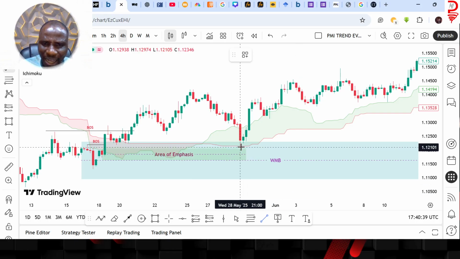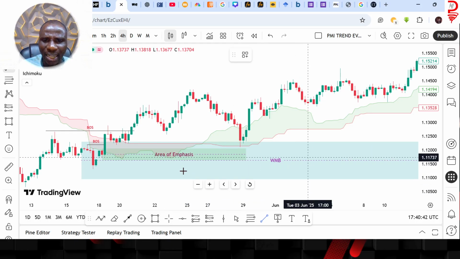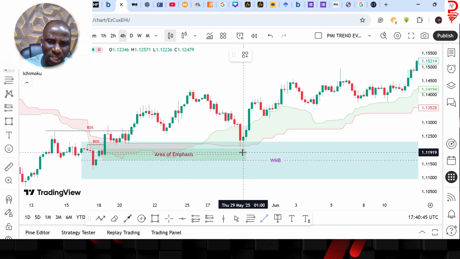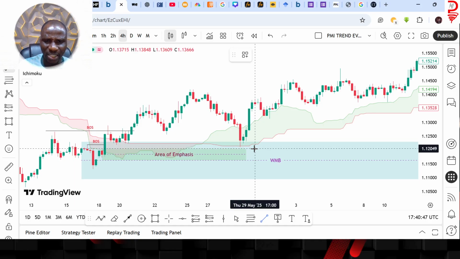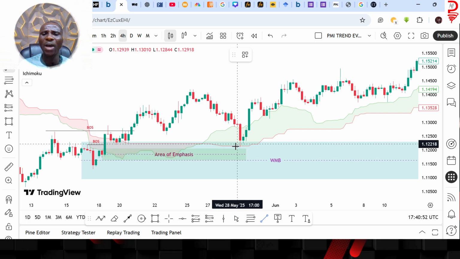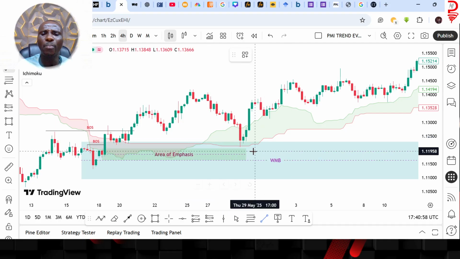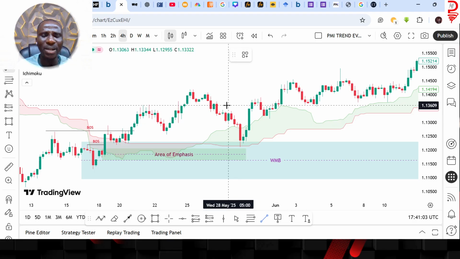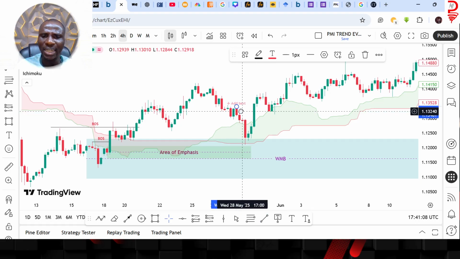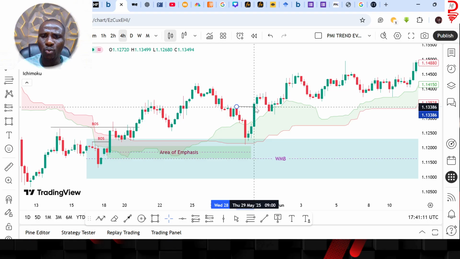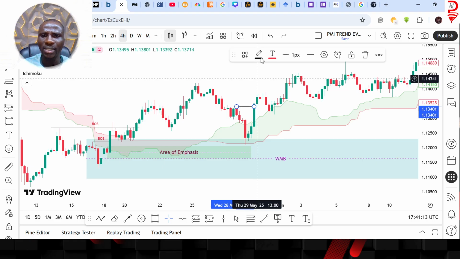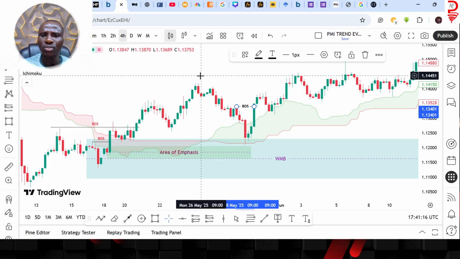You will notice that this market did not come back into this area of emphasis. It could not trade into it. Although it was very close, it could not enter the area of emphasis. Now, if the order within the weekly money box sends the market back, it should be enough to cause a break of structure. You see what I'm saying now? A break of structure in the direction of the impulsive wave that we want to trade. This is a break of structure now. You can see that.